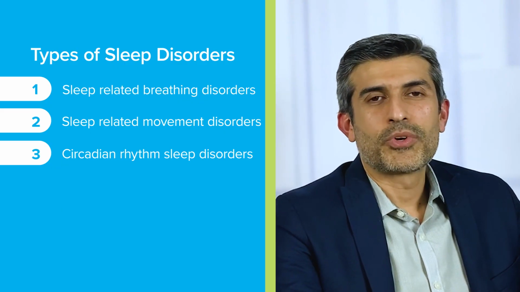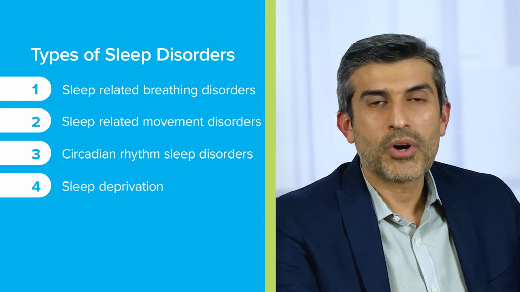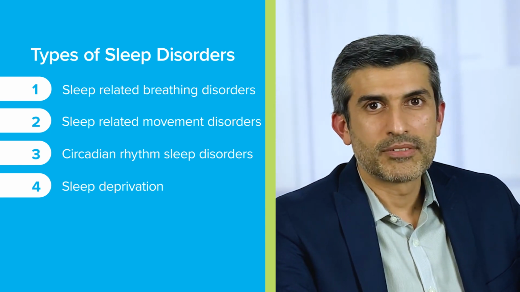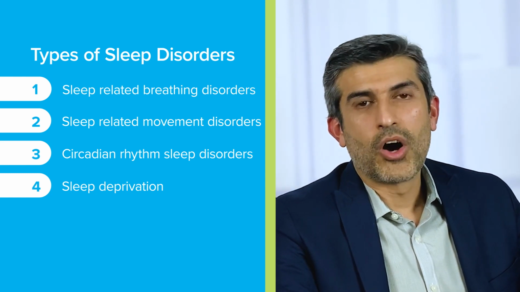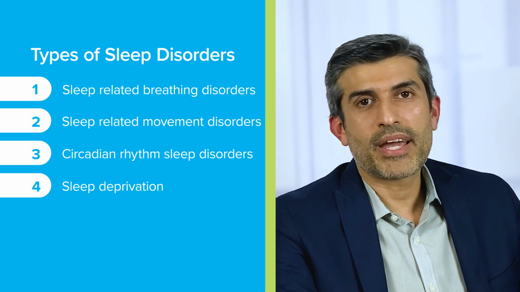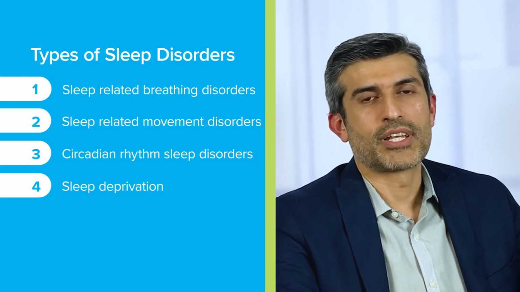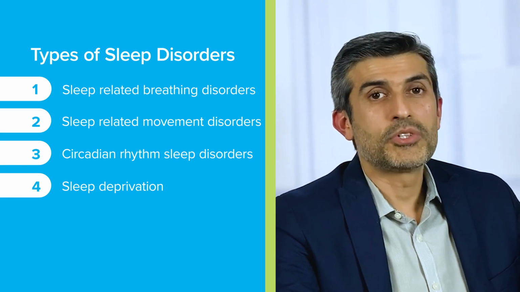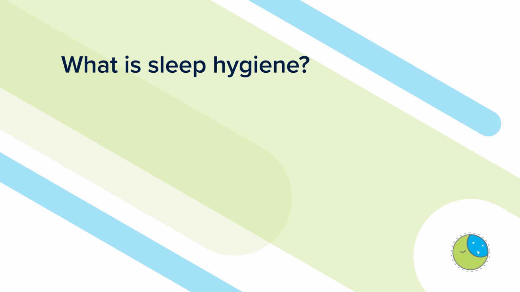Fourth category of sleep disorders, let's call them sleep deprivation. Sleep deprivation caused by one's own behavior. Staying up late at night because a child is using their phone, or is up doing their homework in their bed, or having anything that we call inadequate sleep hygiene. So in order to understand that, we need to know what sleep hygiene is. Sleep hygiene is defined as a set of behaviors in order to have optimal sleep.